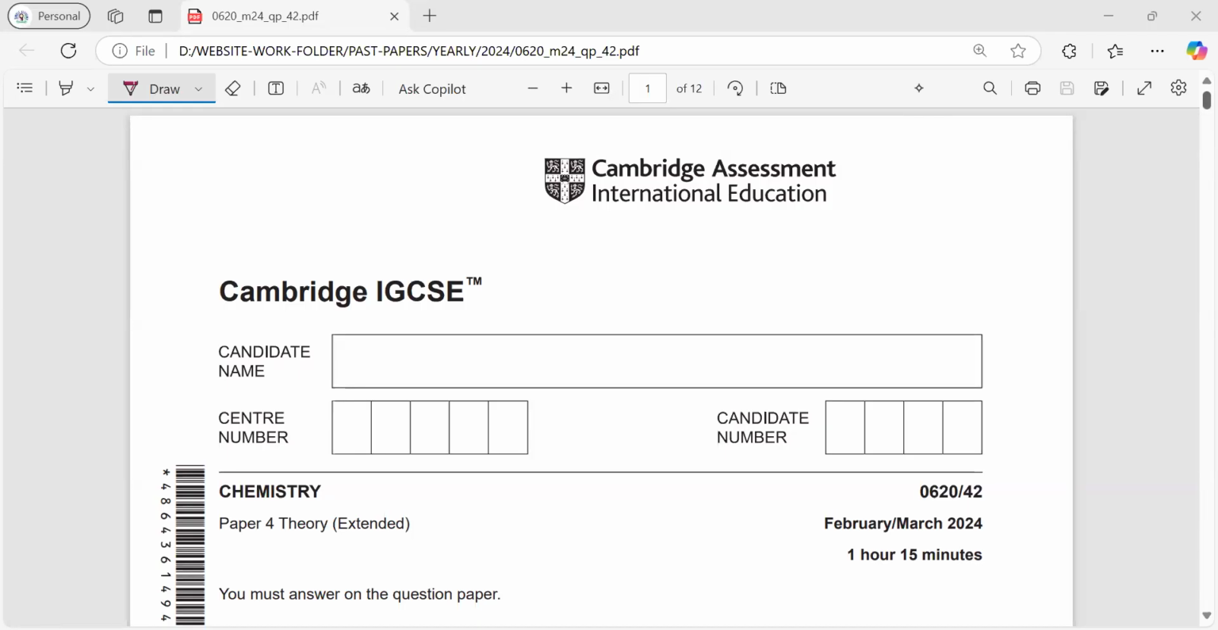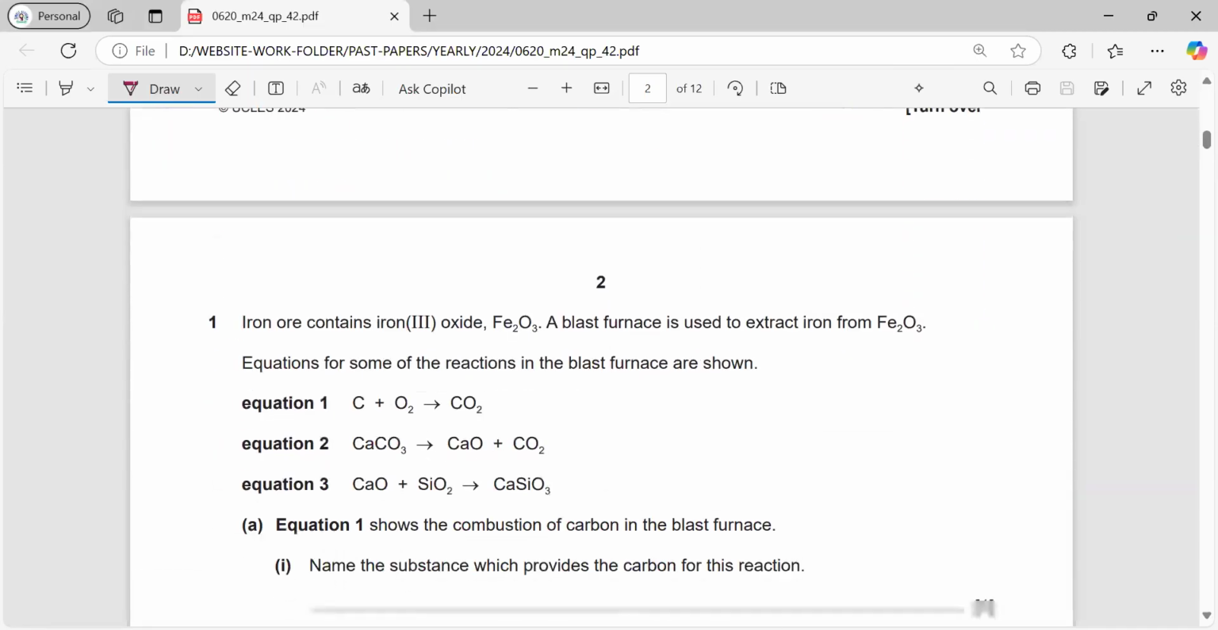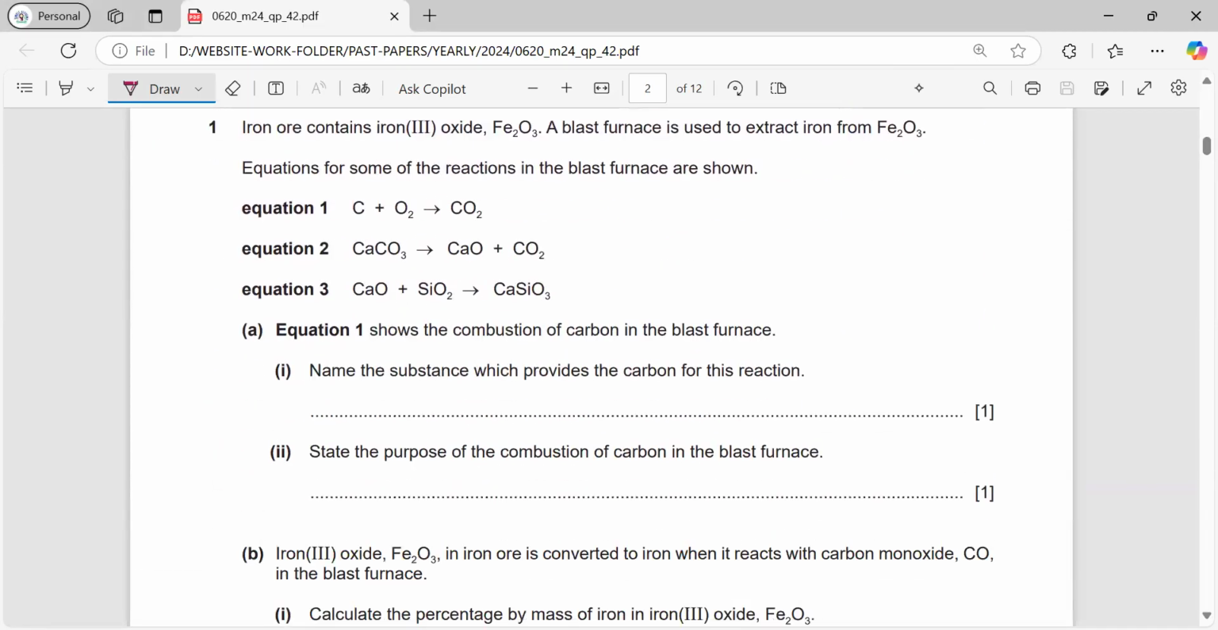Students, today we are doing paper 4 of February-March from the year 2024. Let's start. Question number 1. Iron ore contains iron oxide, Fe2O3. A blast furnace is used to extract iron from Fe2O3. Some equations in the blast furnace are given.